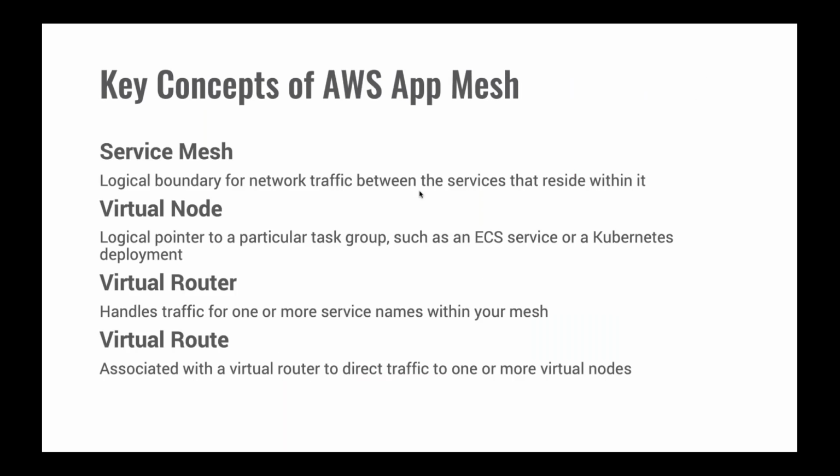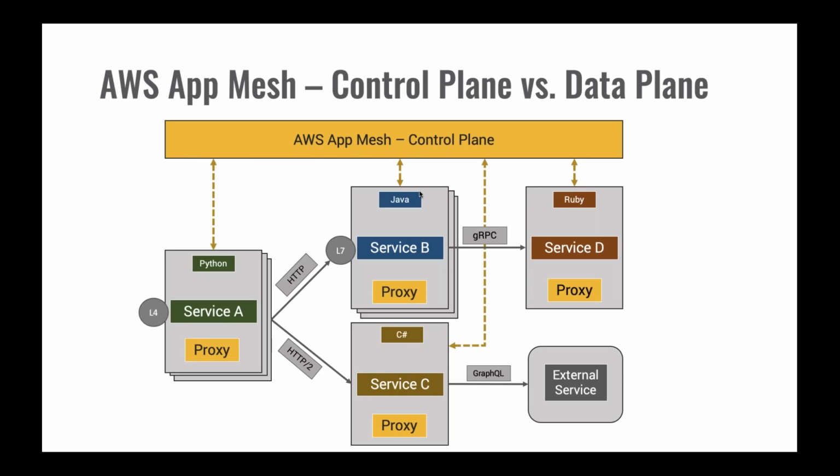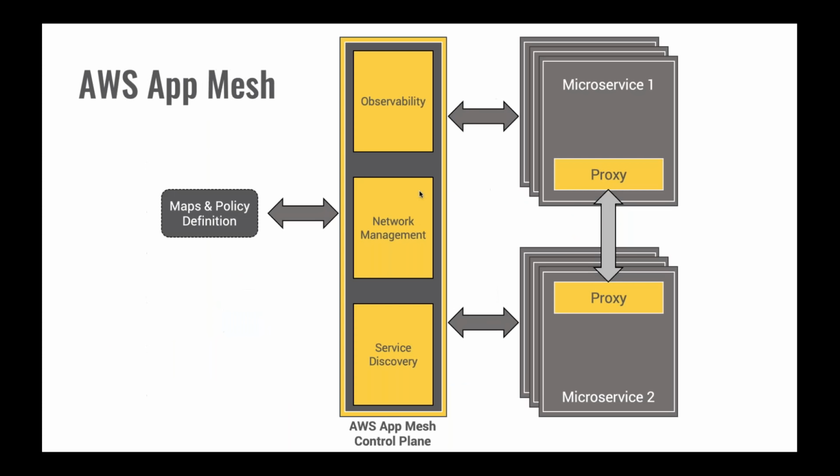So there are certain concepts that I want to introduce, but before that I want to show you a slide. So this slide actually makes it easy to visualize. So the control plane has three components: observability, which is monitoring; network management, which is the combination of load balancing plus firewall; service discovery, which is making microservice 1 discover microservice 2 and enable intra-service communication. And to this control plane, we basically send our definitions as maps, and these maps directly match your deployments running in Amazon EKS or ECS or Fargate and eventually EC2.